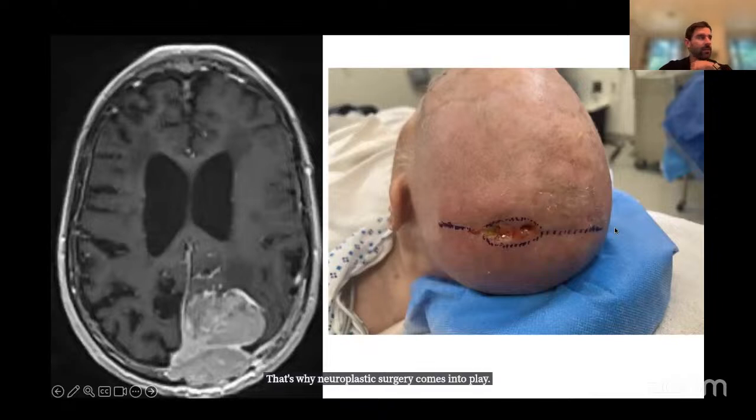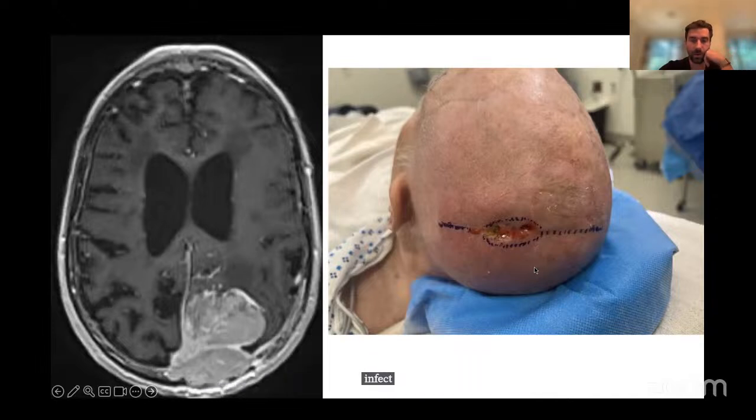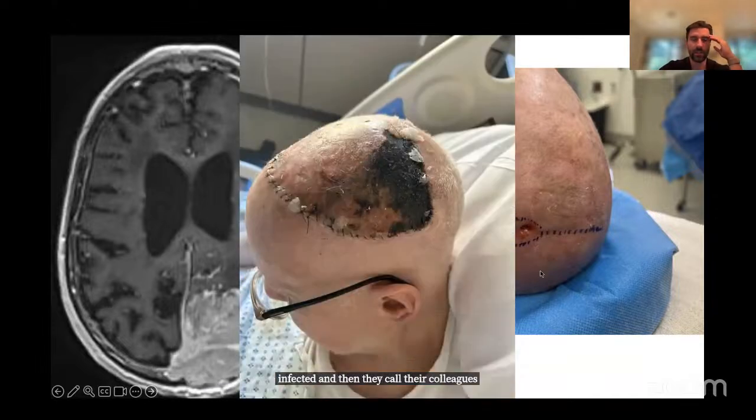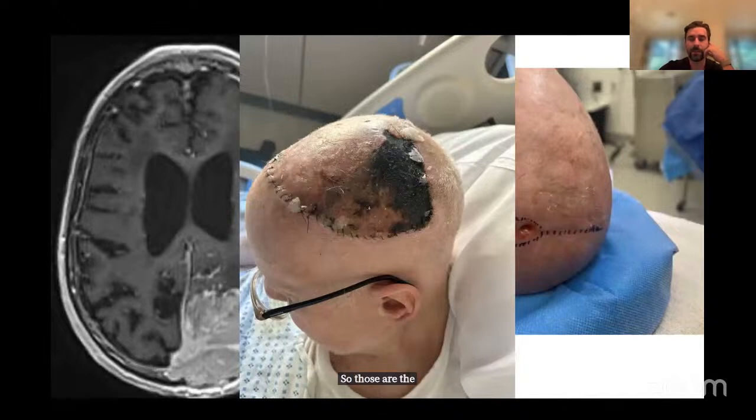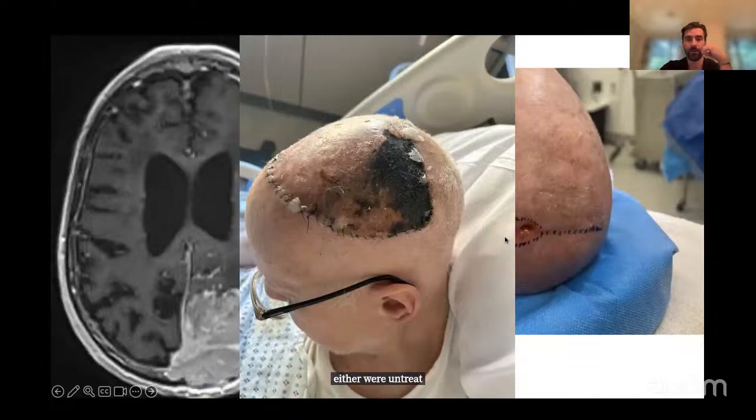It's another case of a meningioma that was involving the sinus, the scalp, the skin, and the bone, and it was resected and unfortunately got infected. And then they called their colleagues, and this is what happened next. So those are the type of things that we see on a daily basis coming in from other institutions to try to address those very complex cases that either were untreated or deemed inoperable.